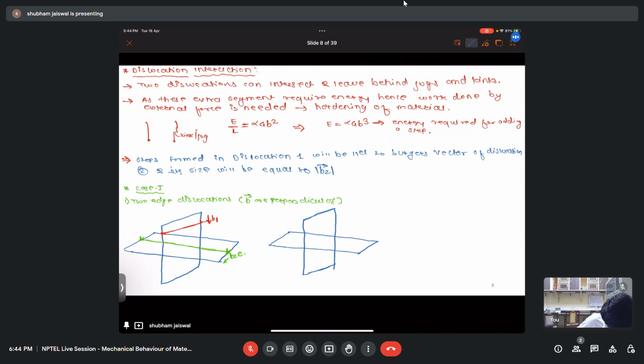Okay, let's say this is my plane of intersection. So what will happen? This dislocation 1 is moving downwards. So for dislocation 2, the step 1 will be formed in the direction of Burgers vector. So we'll get a step somewhere like this, and it will be on some other plane. So it will be on this plane. Okay.